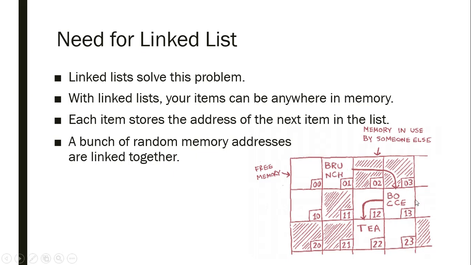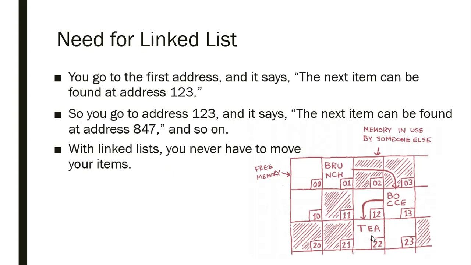And when we go to location number 13, it tells us that this is the value stored at location number 13, but next value is at location number 22. So with linked list, your items can be everywhere in memory. Each item stores the address of the next item in the list, and a bunch of random memory addresses are linked together. So I think you know what this means now.